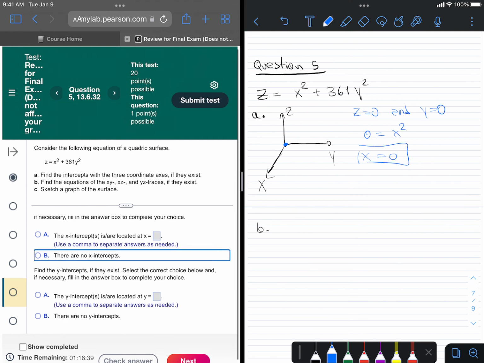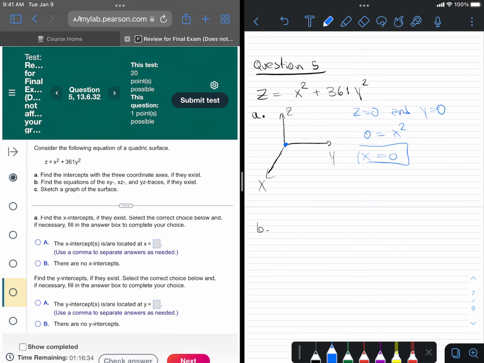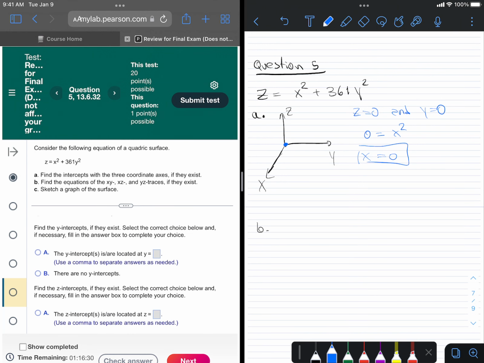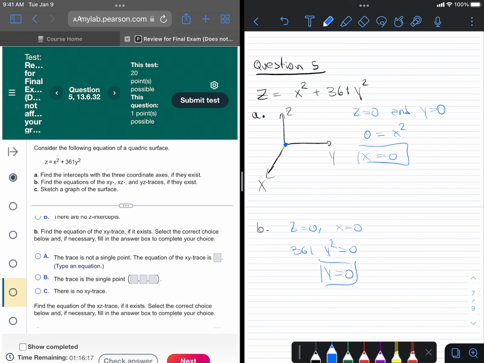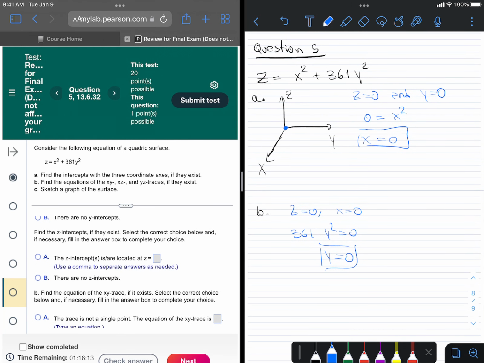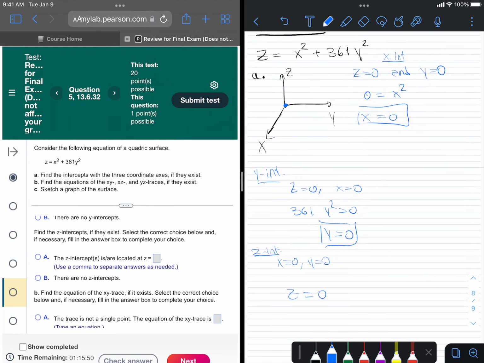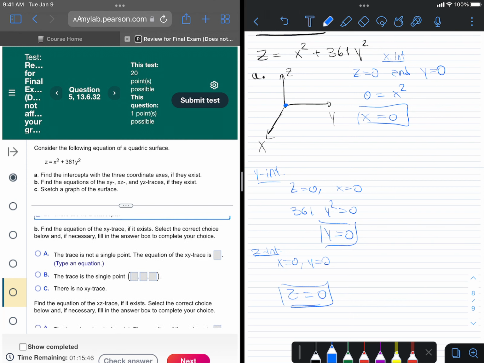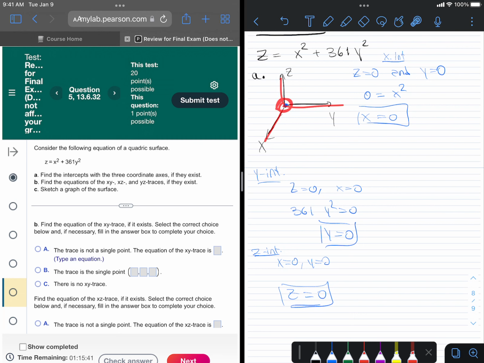Now to find the y-intercepts, I'll make z equals 0, x equals 0, same thing, 361 y squared equals 0, which means y equals 0. So I get that same point. Then the z-intercept will work the same way. I'll have x equals 0. This is the y-intercept. This is the x-intercept. Then the z-intercept, like I said, comes from x being 0, y being 0, so that means also z equals 0. So these are the three intercepts of the function. It's the only point on the axis that the graph touches. The only point, right, in the singular, is the origin.